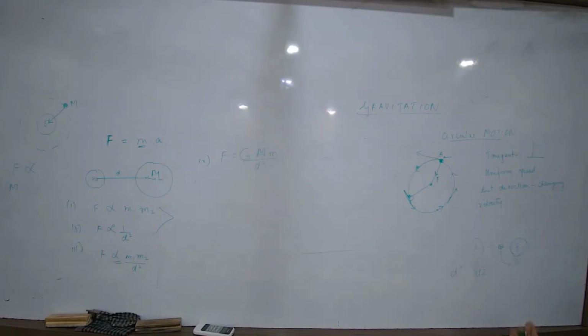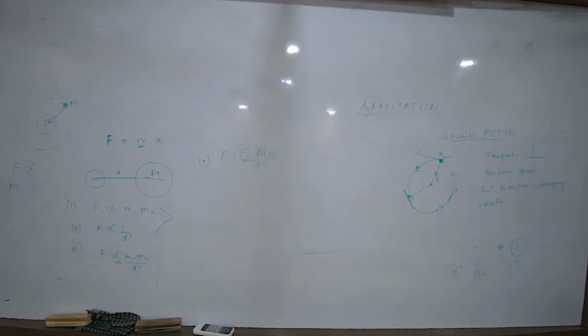Let two objects A and B of masses capital M and small m lie at a distance d from each other as shown in figure 9.2. Let the force of attraction between two objects be F. According to the universal law of gravitation, the force between two objects is directly proportional to the product of their masses. Underline product of their masses.